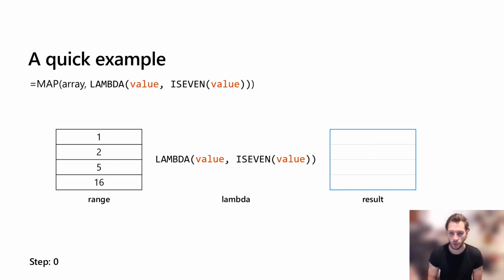So in this case, what we have is a lambda that just takes one parameter because we're passing in one array, and we've decided to call that value. And then the next section, the calculation of the lambda, is just going to check whether or not that value is even. The other thing to make mention of before we start stepping through this is that we're supplying a range. In this case, the range that I've supplied, you can see on the left side of the screen, is 1, 2, 5, and 16.